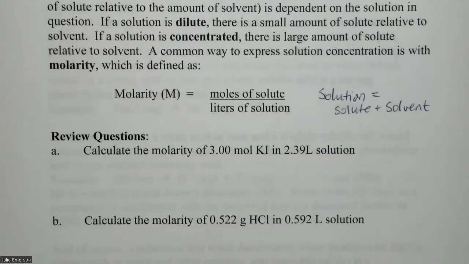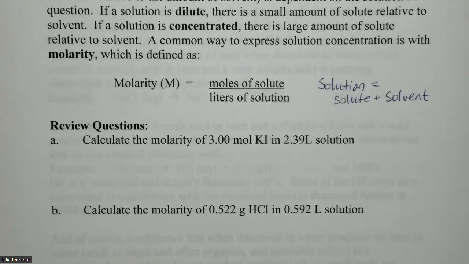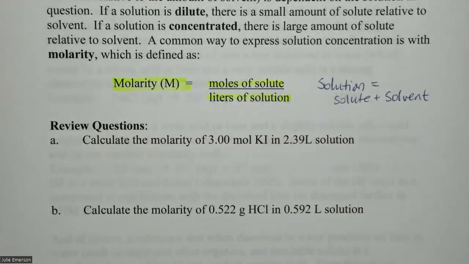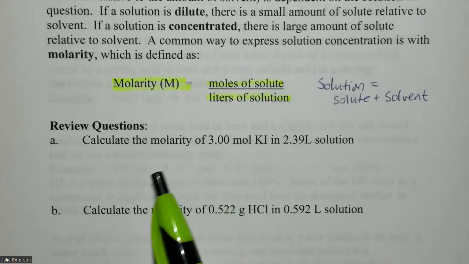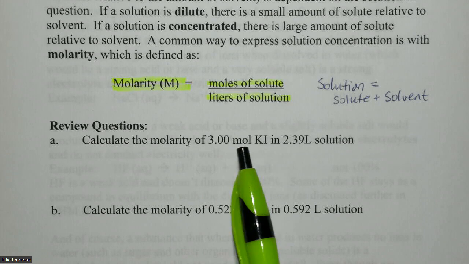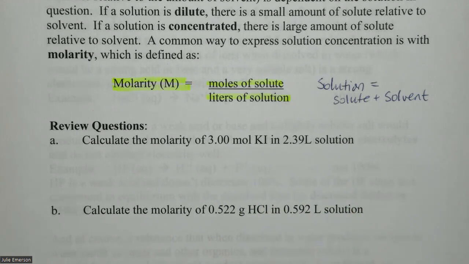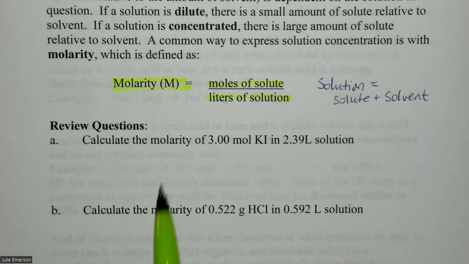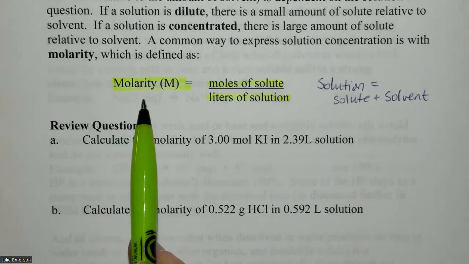So first thing we're going to look at here is just understanding how to calculate molarity. All right, I'm going to highlight this formula because this is definitely something, again, you've seen it before, but we're definitely going to be using it a lot in this chapter. So question here says, let's find the molarity of a solution that has 3.00 moles of potassium iodide in 2.39 liters of solution. So what I want to just point out is when you're asked to solve for molarity, you want to use the formula.